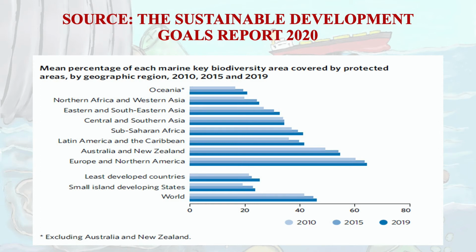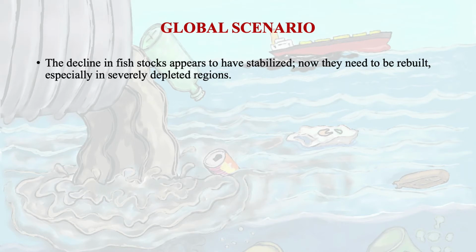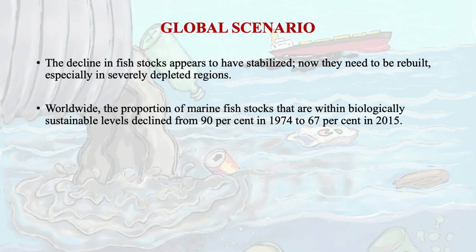In the same way, if we look at fish stock, the decline in fish stock has been stabilized, but the need is to rebuild, especially in severely depleted regions, because the global average is stabilized, but regionally, in some areas it is severely depleted. Worldwide, the proportion of marine fish stock within biologically sustainable levels declined from 90% in 1974 to 67% in 2015. However, this decreasing trend appears to have stabilized since 2008.